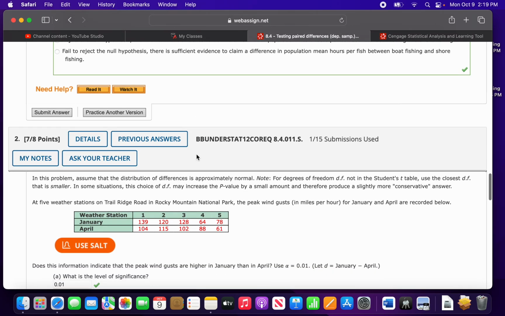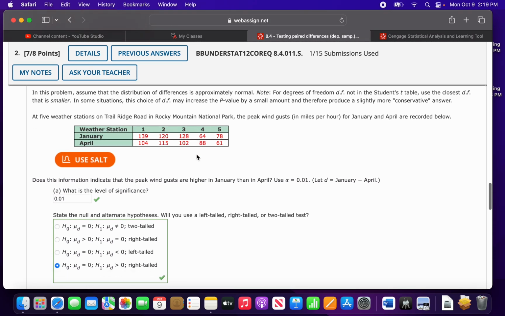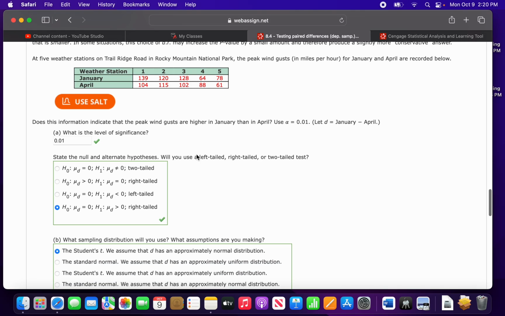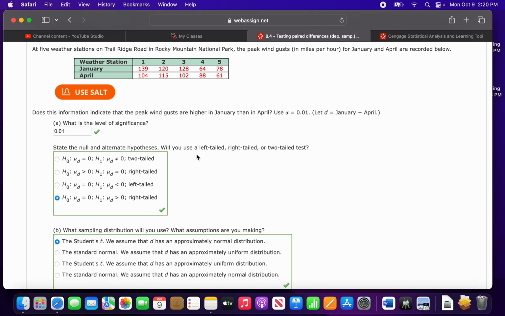Number 2. At 5 weather stations on Trail Ridge Road in Rocky Mountain National Park, the peak wind gust in miles per hour for January and April are recorded below. Does this information indicate that the peak wind gusts are higher in January than in April?